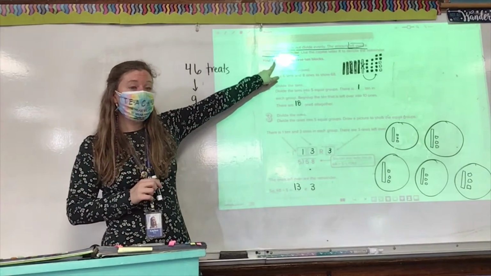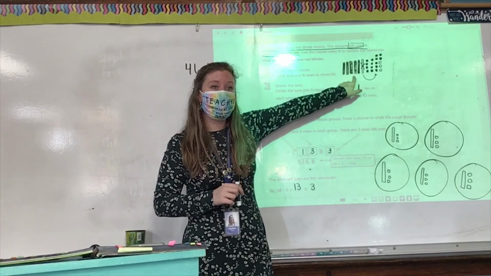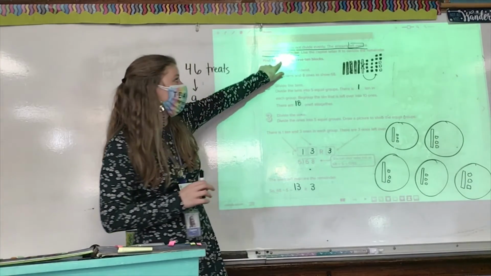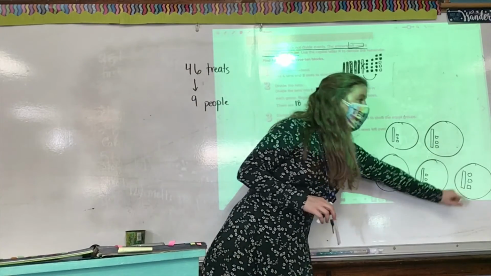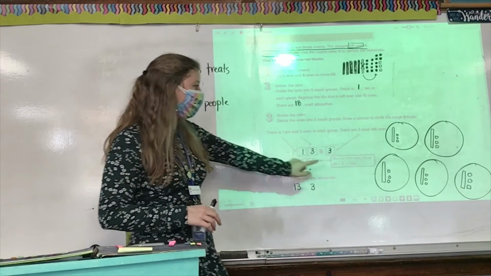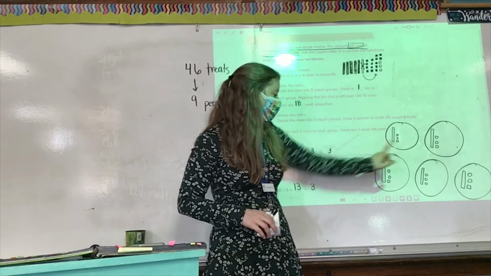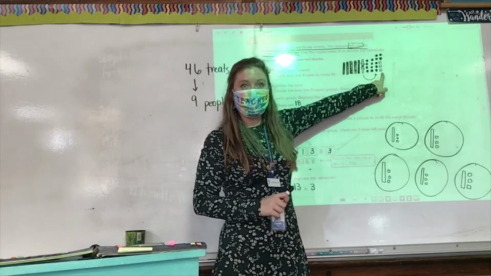The dividend is the number of items, total. The divisor is the number of groups. The quotient is how many is in one group. The remainder is how many is left over.